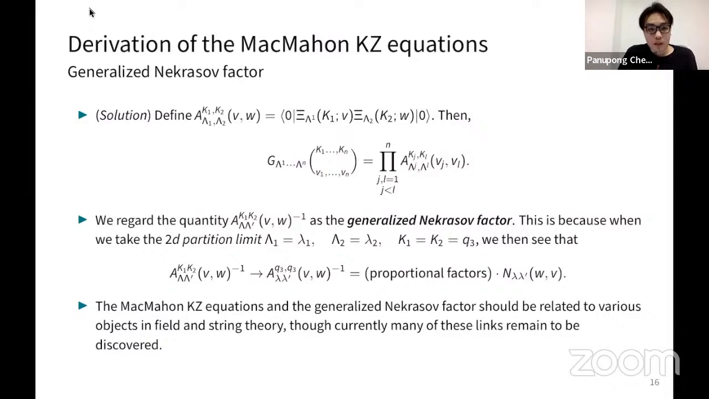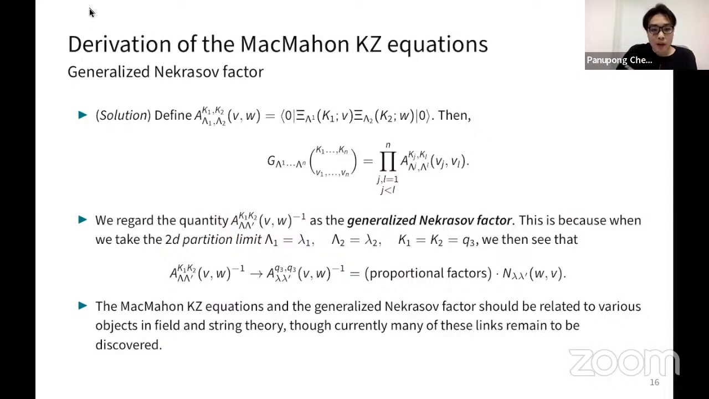And if you consider the inverse of the 2-point correlation function and take the 2D partition limit that I explained previously, you can see that it is equal to the Nicholson factor up to some proportional factor. So this means that we can regard the inverse of the 2-point correlation function as a generalized Nicholson factor.